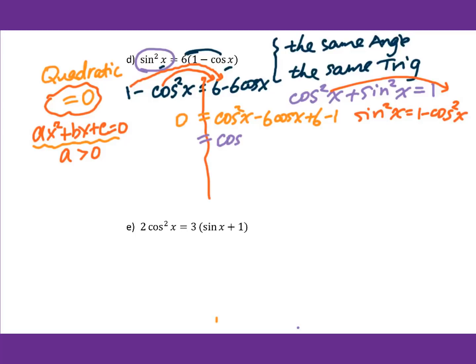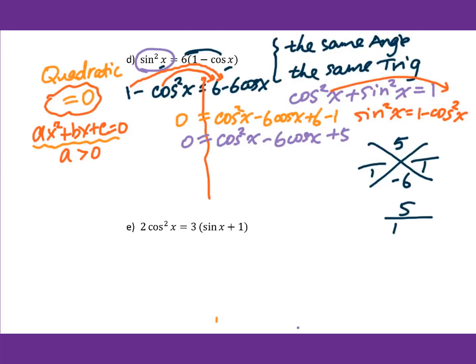Combine like terms, I got cosine squared x minus 6x plus 5 equal to 0. Then you need to go to the X method. 5, negative 6, over 1, over 1. For 5, I can do 1 times 5. Multiply, get 5, but adding gets 6, we need a negative 6. So we put negative 1, negative 5.